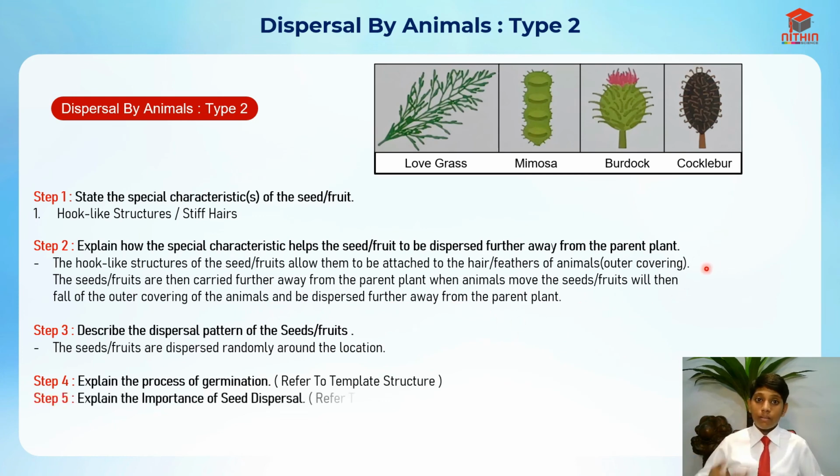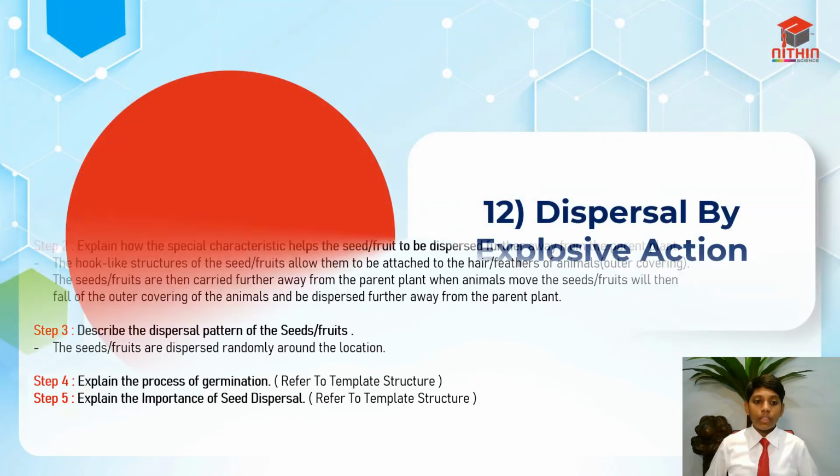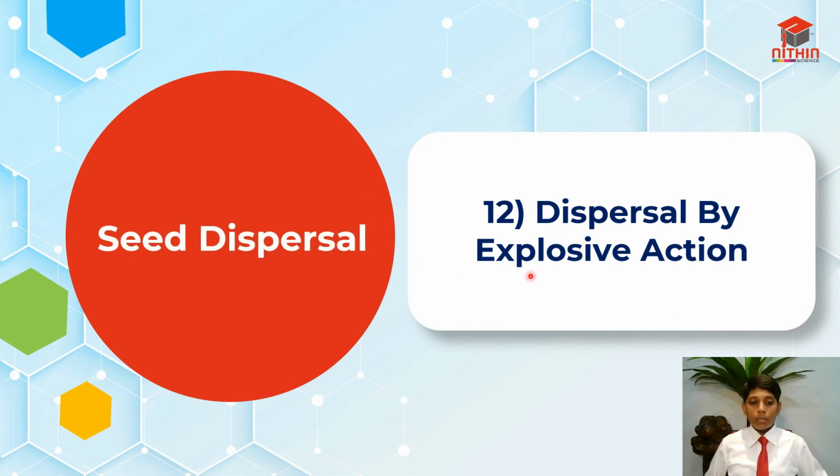So like I said verbally before this, same thing. Yeah, the seeds and fruits are dispersed randomly around the location. I said this also. And lastly, step 4 and 5, just copy from the template structure, and you just need to refer to it. And now for the last method, we have explosive action. So dispersal by explosive action.